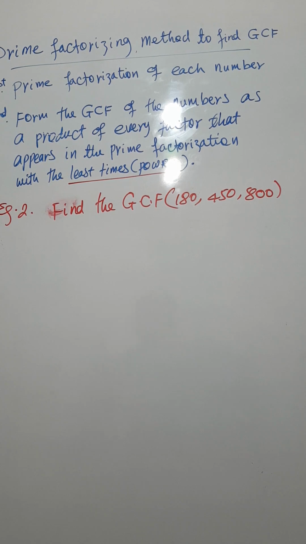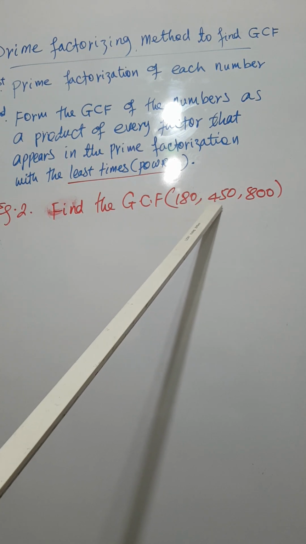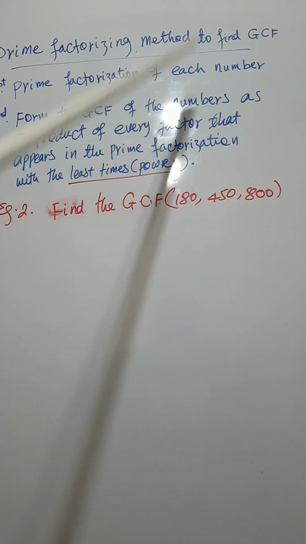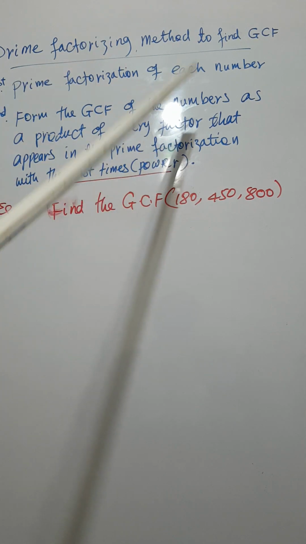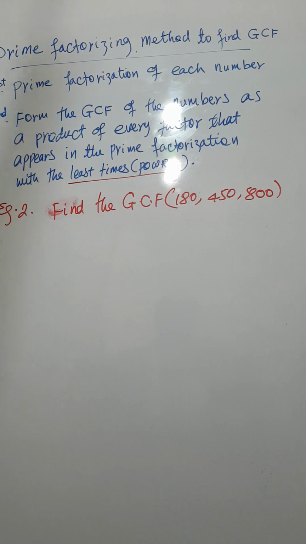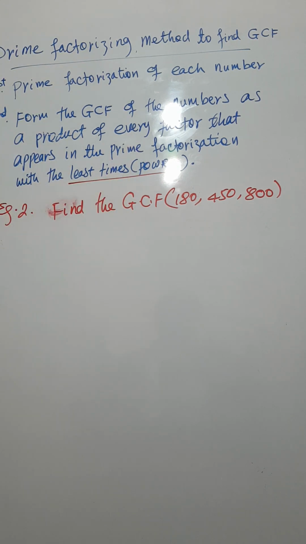We do have the second example. Now find the GCF of 180, 450, and 800. Now in this method, the first step is prime factorization, then form the GCF of the numbers as a product of every factor that appears in the prime factorization of each, and take the least times or power.